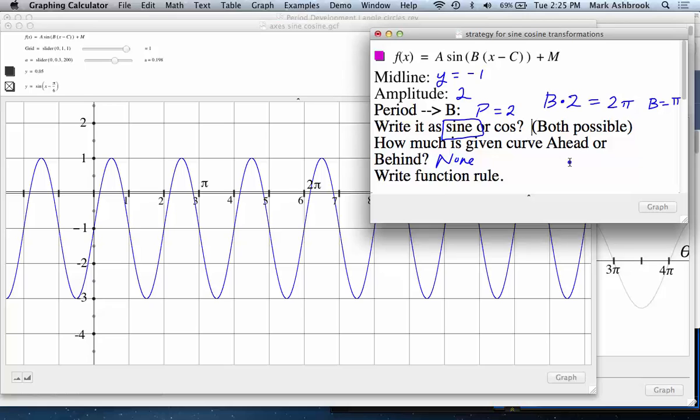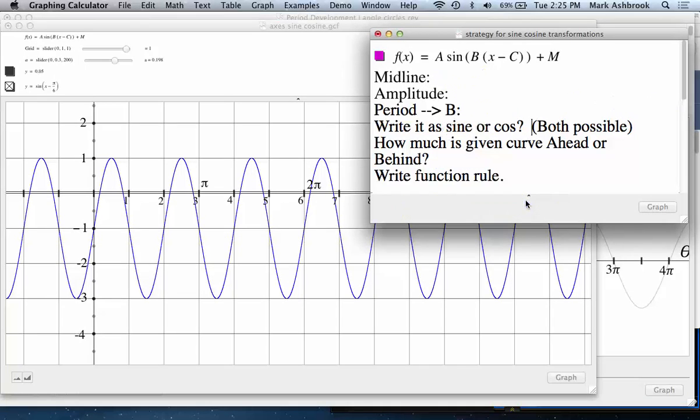Okay, so function rule. Justin, did you get it? I said y is equal to 2 sine, and in parentheses, pi x minus 1. What do we think? Got it? Okay, cool. So now it gets a little more challenging. We're writing it as a cosine. So what would it mean to write it as a cosine? Anybody have a question on the sine version?